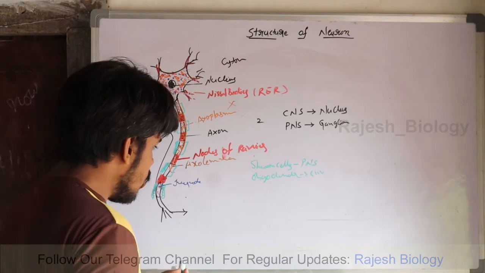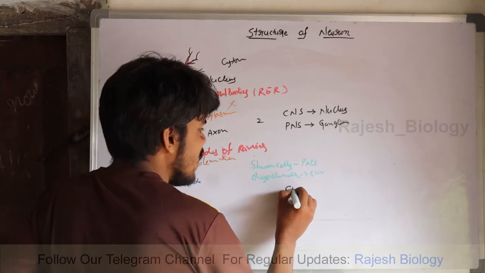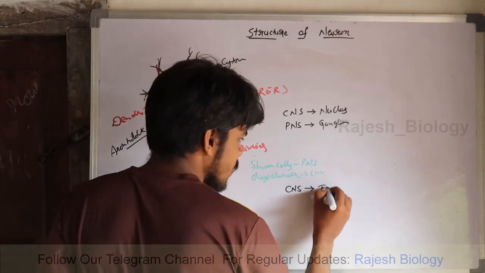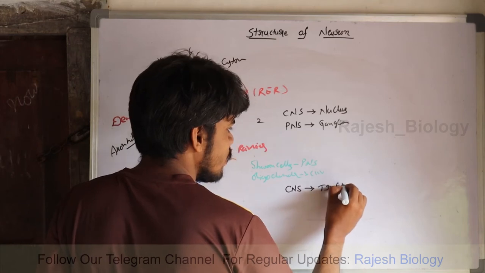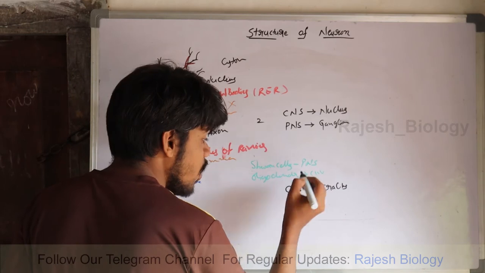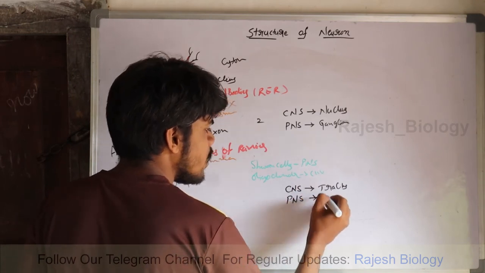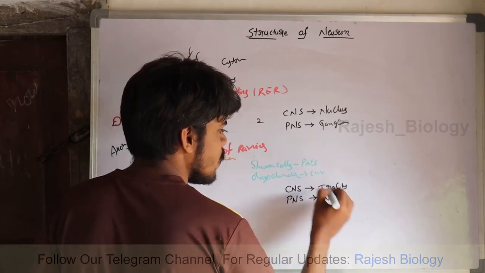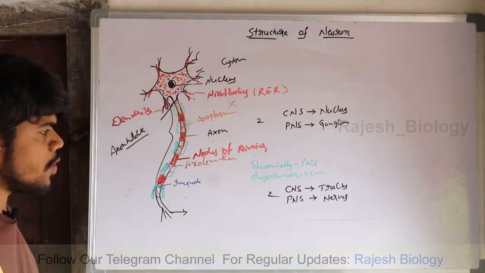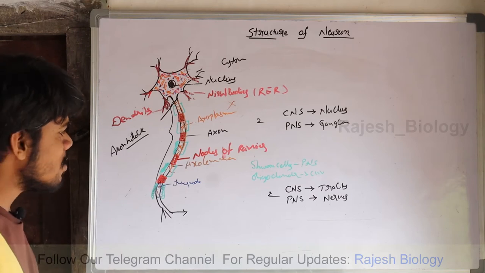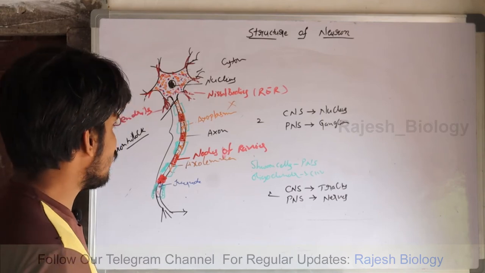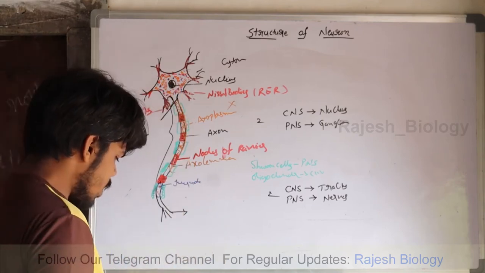A group of axons in the central nervous system is known as tracts, and a group of axons in the peripheral nervous system is known as nerves. It is also a very important question to know. A group of axons in the central nervous system is known as tracts, and a group of axons in the peripheral nervous system is known as nerves.